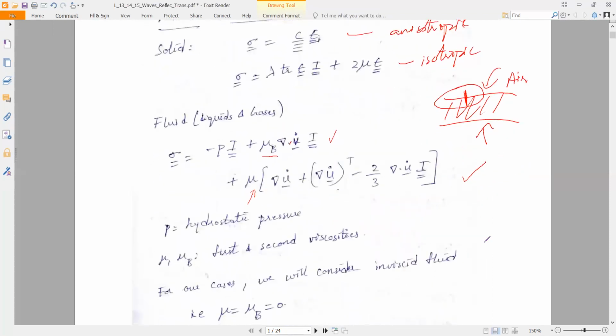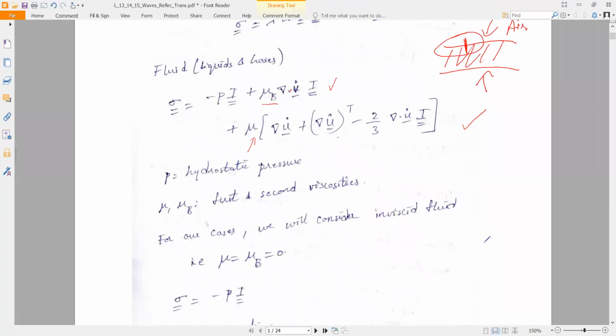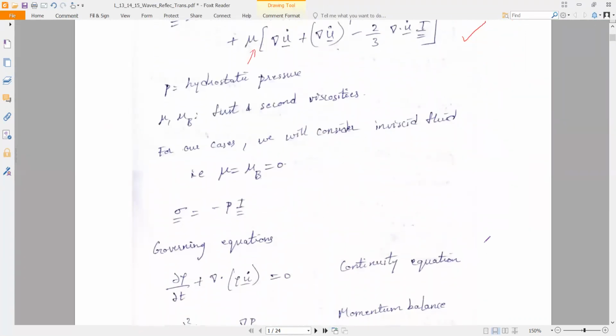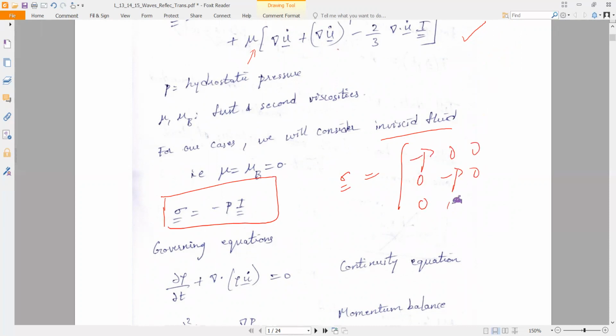We will restrict ourselves to inviscid fluids, and that makes both mu and mu b as 0, and hence our constitutive relation for a fluid. Our fluids are all inviscid fluids, so the constitutive relation becomes sigma is minus p times I. If you write the matrix form of it, you will get minus p 0 0, 0 minus p 0, 0 0 minus p, where p is the hydrostatic pressure.